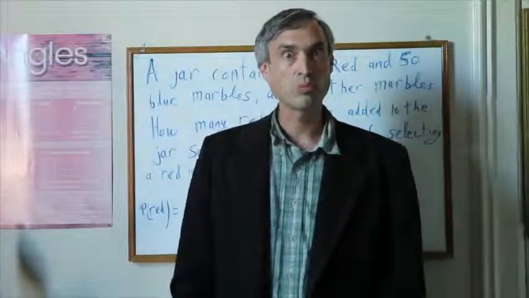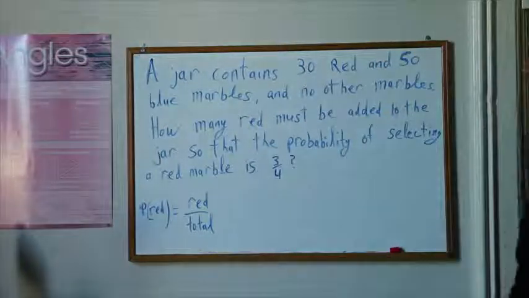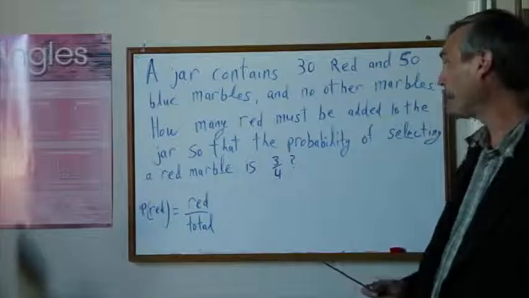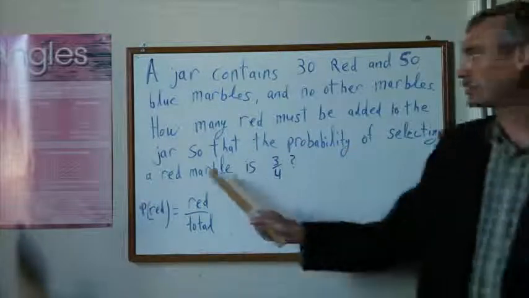Let's take a look at one more probability question. A jar contains 30 red and 50 blue marbles and no other marbles. How many red must be added to the jar so that the probability of selecting a red marble is 3/4?